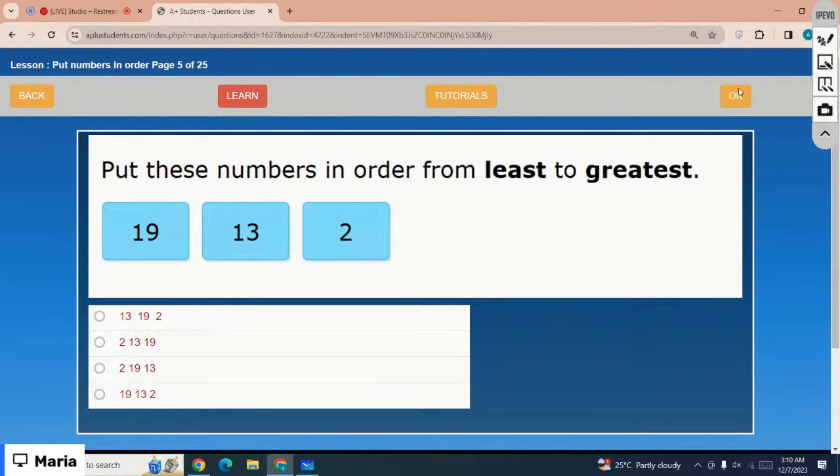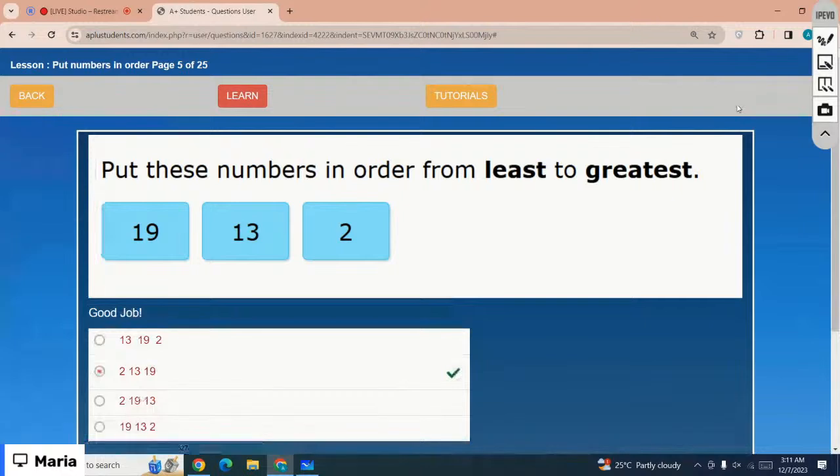Okay, put these numbers in order from least to greatest. So which is the correct option? The least one is, yes, they are 2, 13, and 19. The correct option is option number 2. 2, 13, and 19 is the correct one, right?